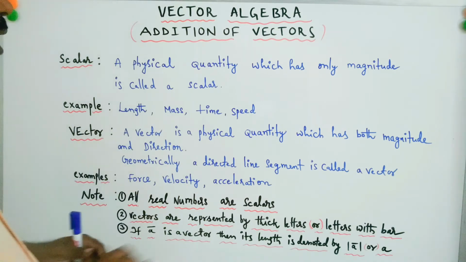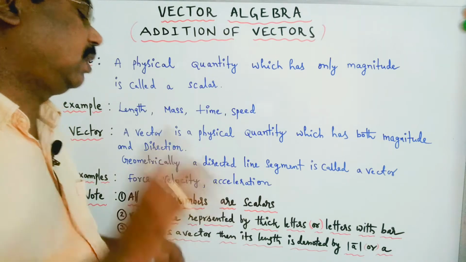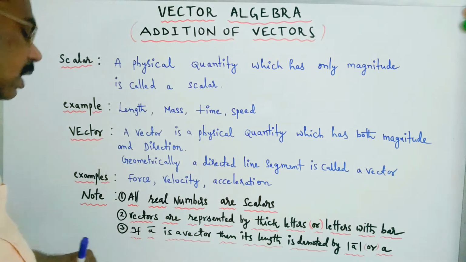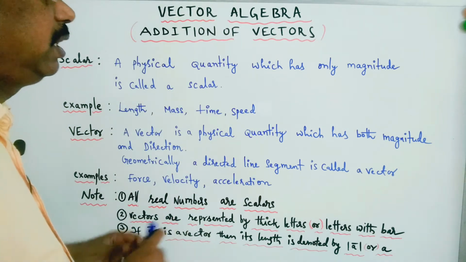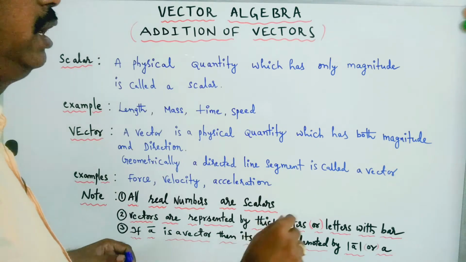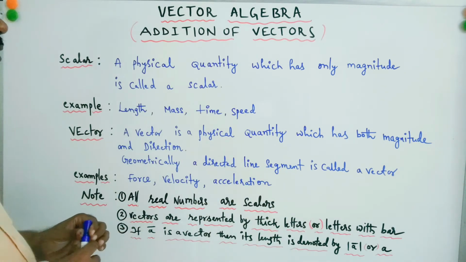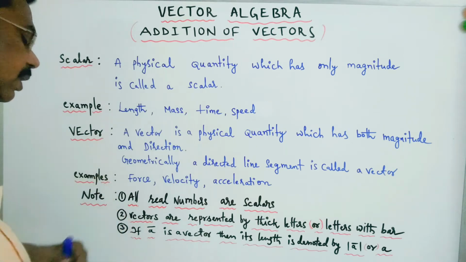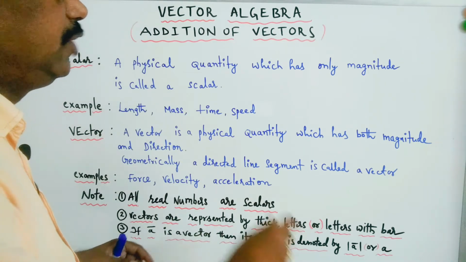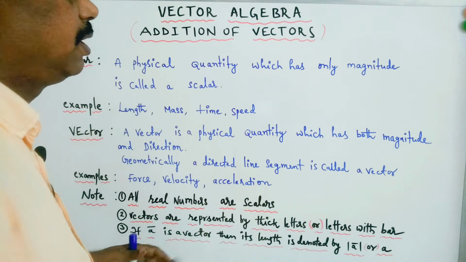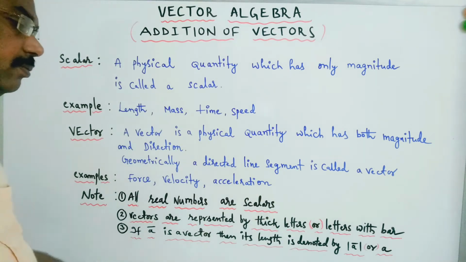Note: all real numbers are scalars. Note 2: vectors are represented by thick letters or letters with a bar. Note 3: if a bar is a vector, then its length is denoted by mod a bar, or a.